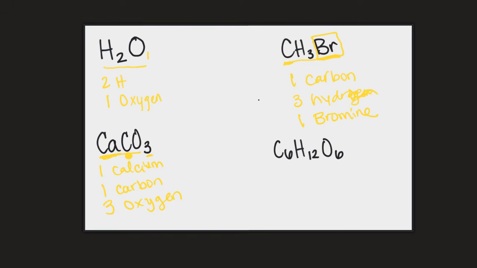Okay, so in this one you have little numbers following every letter. So you have 6 carbons, you have 12 hydrogens, and you have 6 oxygens. So those tell you how many atoms of those elements are in each molecule.